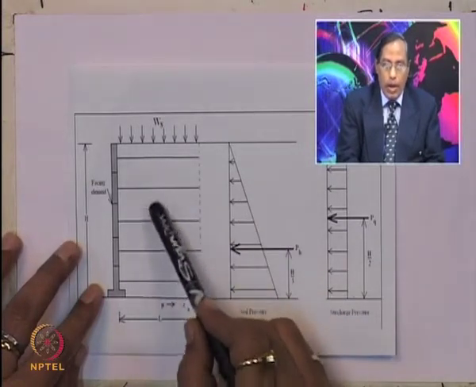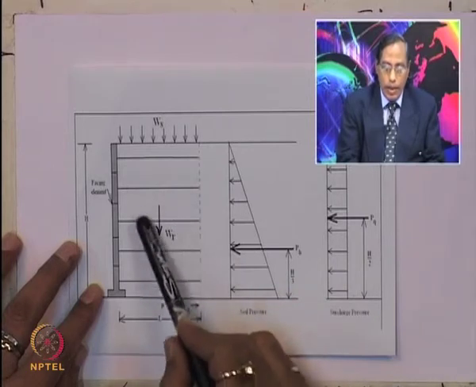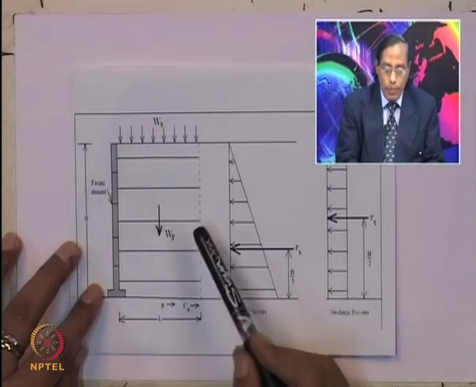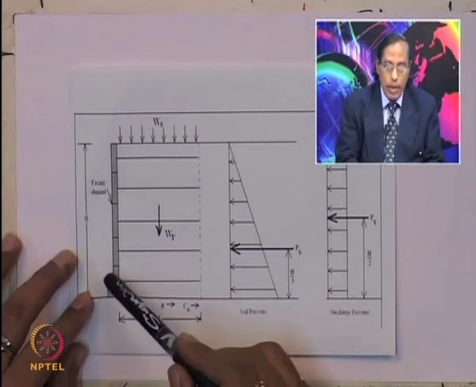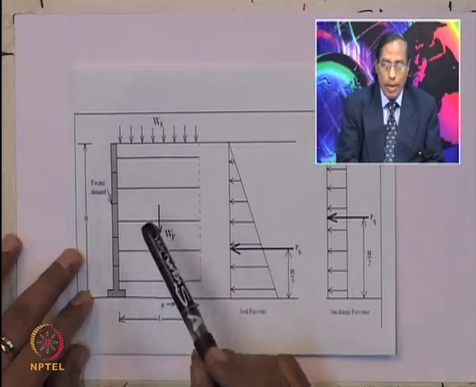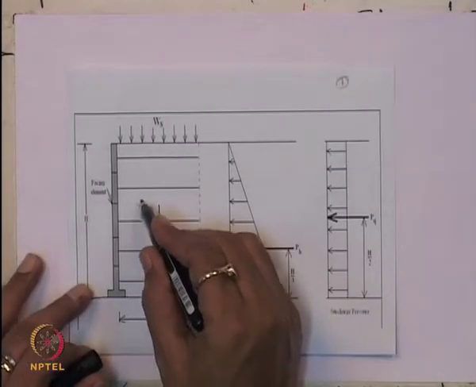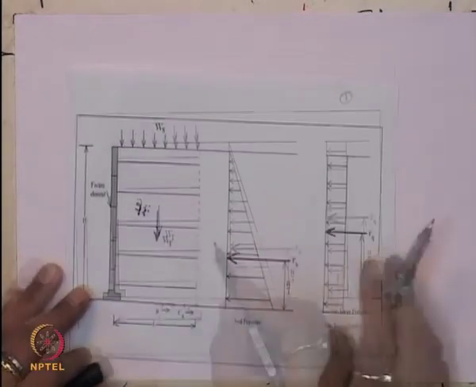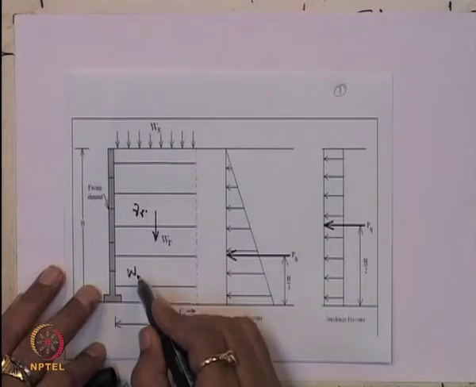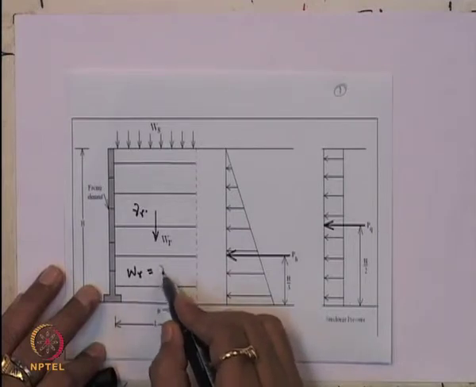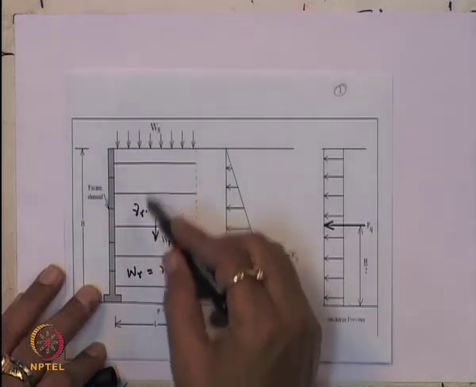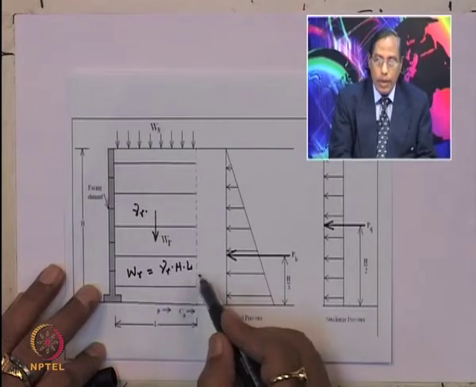And this Wr is the weight of the reinforced soil. Weight of the reinforced soil means you know what will be the length, you know what will be the height, and you know what is gamma R in the reinforced soil zone. So, weight of the reinforced soil, that is W of R, will be equal to gamma R into H into L. So, the weight of the wall will be gamma R H into L.